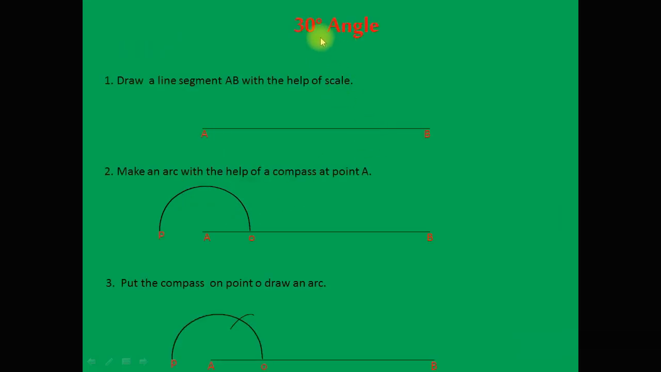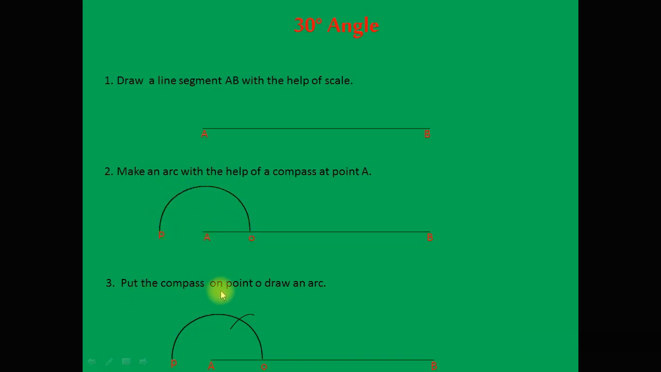Now how to draw angle of 30 degree? First of all, draw a line segment AB with the help of a scale. So this is a line segment AB. Now make an arc with the help of a compass at this point A. First of all open the compass about some radius. Then put the compass here at this point A and draw this arc.